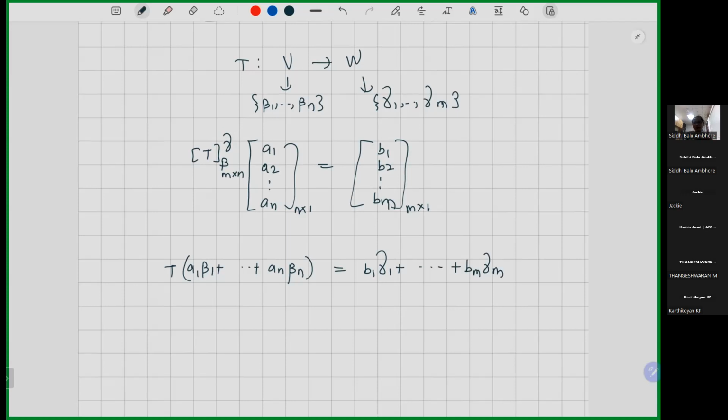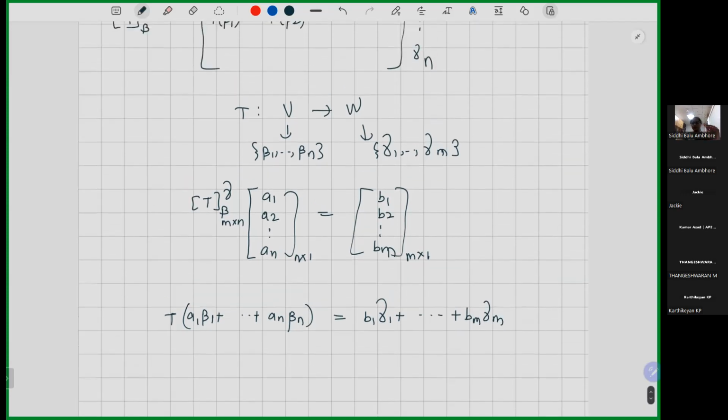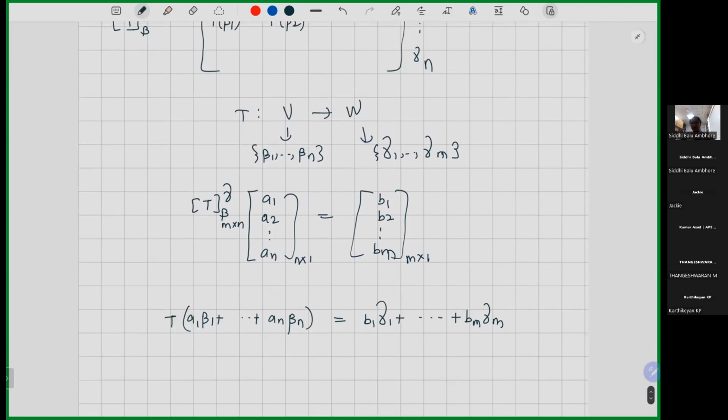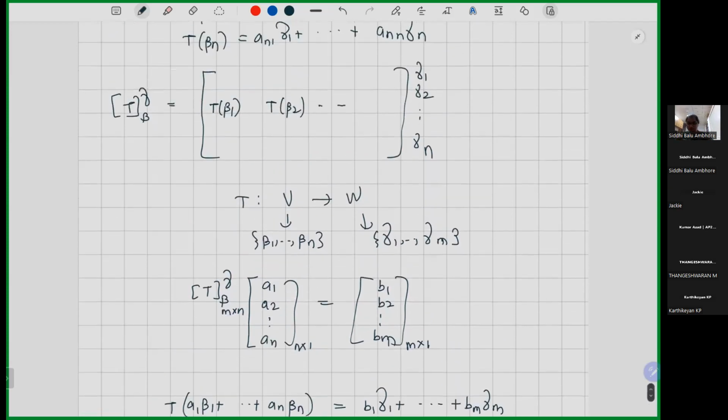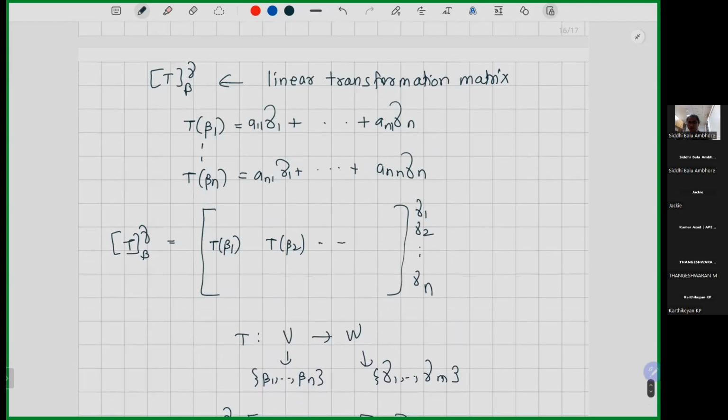So a linear transformation is just a matrix, and this is the significance of it. T beta gamma actually defines this. In terms of the basis change matrix, it is just the identity with the same cardinality on both sides. Any doubts now on this linear transformation matrix? It is clear.